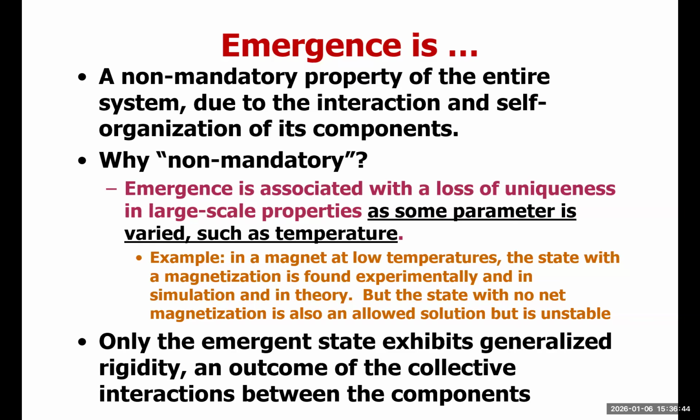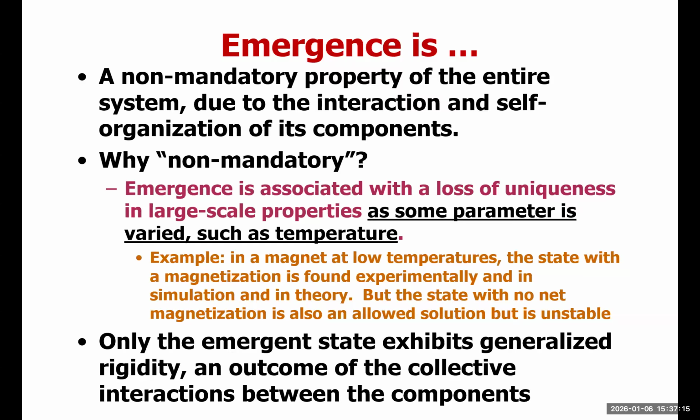Why non-mandatory? I say non-mandatory. What I mean by that is emergence is associated with a loss of uniqueness in large-scale properties as some parameter is varied, such as temperature. So, for example, if I have a magnet at low temperatures, the state with magnetization is found experimentally, in simulation, and in theory. The state with no magnetization is also an allowed solution, but it's unstable.